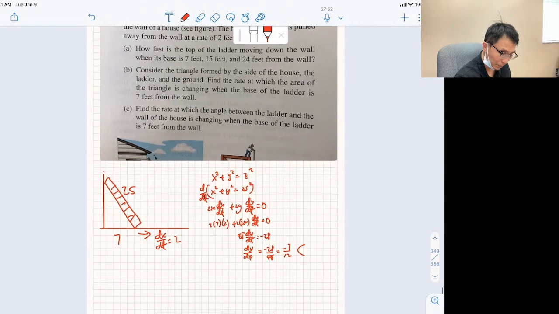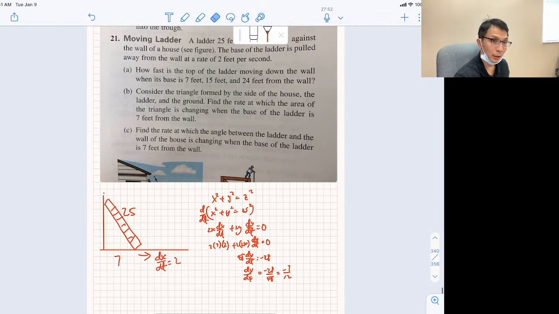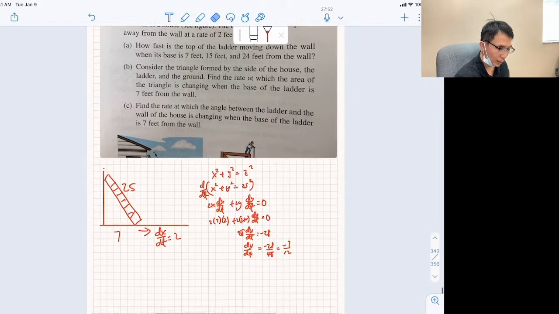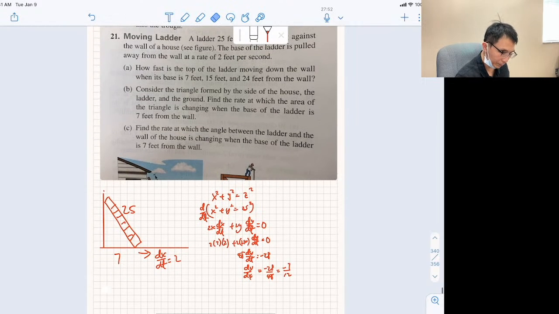So with that being said, we figure out that dy dt is equal to negative 7 over 12. Okay, we did all the work. We figure out that negative 7 over 12 is our answer for A. And we went ahead to B.